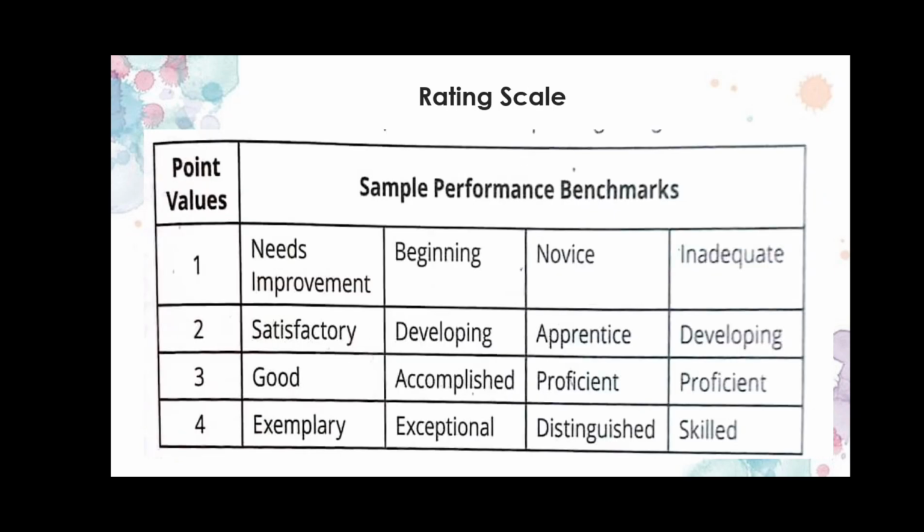So, this is an example of a rating scale. Nakalagay dito yung point values, which is 1, 2, 3, 4, 5. And sample performance benchmarks. Number 1 is needs improvement, beginning, novice, or inadequate. Number 2 is satisfactory, developing, apprentice. 3 is good, accomplished, proficient. And 4th is exemplary, exceptional, distinguished, and skilled.